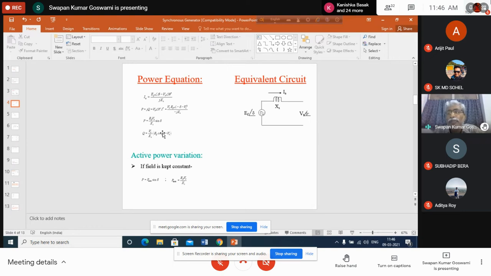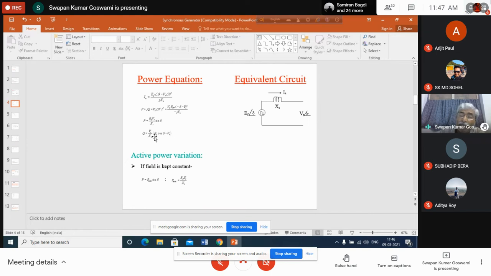Rather, we shall be focusing on other scope of variation. So what are the other scope of variation? That is EF, the induced voltage. Since you are not changing the value of delta, the speed of the generator is not changing. So how can EF now be varied, because you can change EF only. None other thing is variable here.